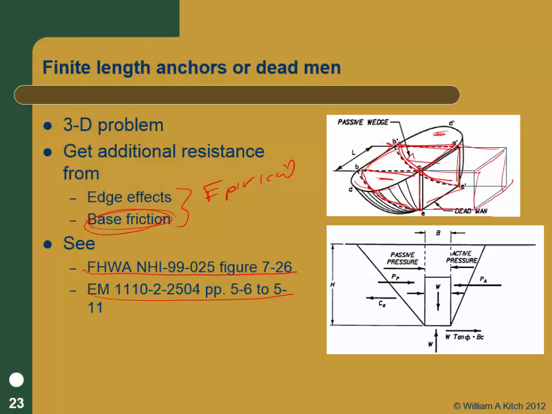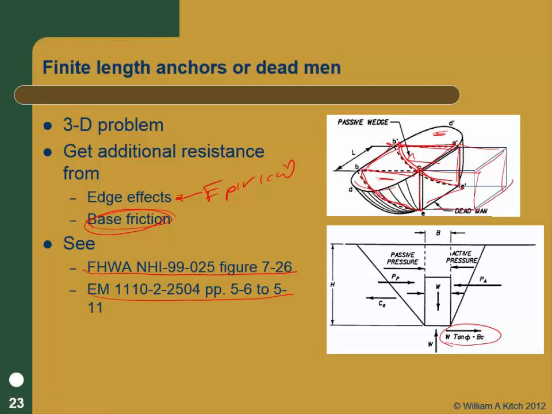So let me correct that. They have some empirical ways to account for the edge effects, and the base friction you simply calculate as tan phi times the weight of the material acting on the base. And if you're going to use finite-sized anchors, you should do this calculation because it's going to make a significant difference. It's going to significantly increase your capacity.